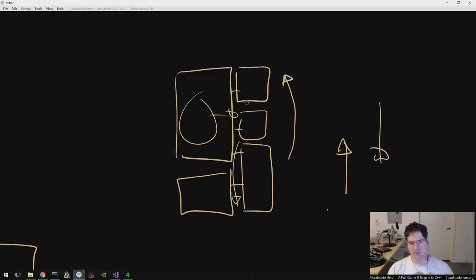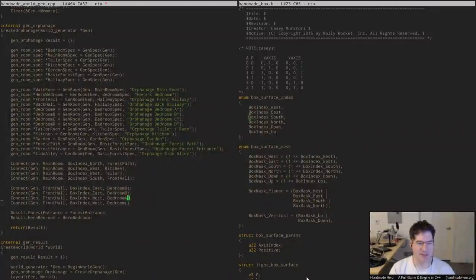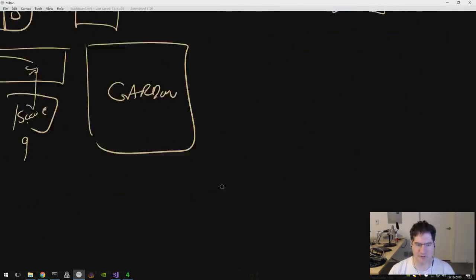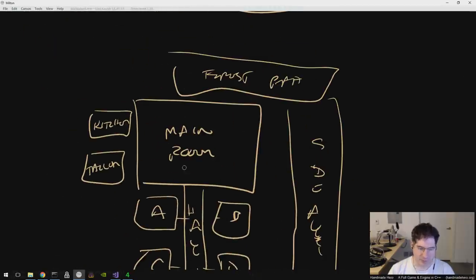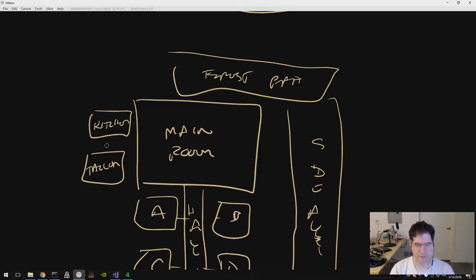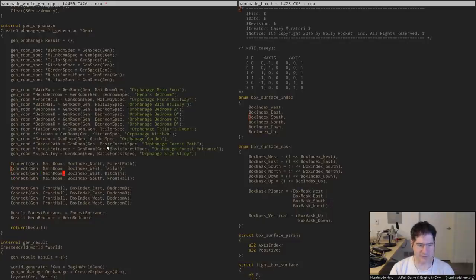If I'm talking about this side and I want to know the connections here, I know they just go from smallest to greatest or whatever, in order. And vice versa. No matter which side you're on, that seems like just the more sane thing. So I don't know. It may not matter, but I think I may do it that way. So let's just make it so that we always go from smallest to greatest. So coming back here, Tailor would be first, Kitchen would be second. Forest Path and Hall are the only things on their side, so those don't matter.